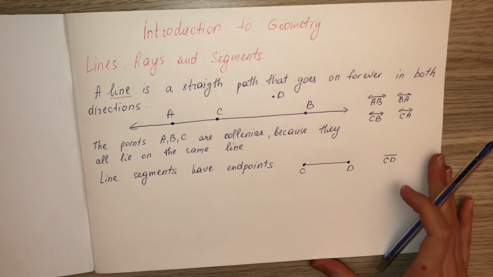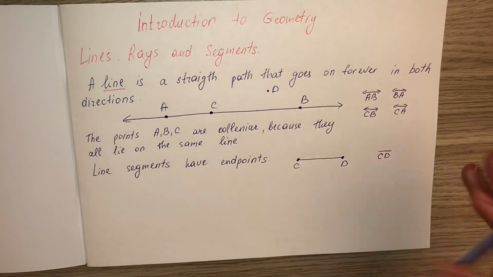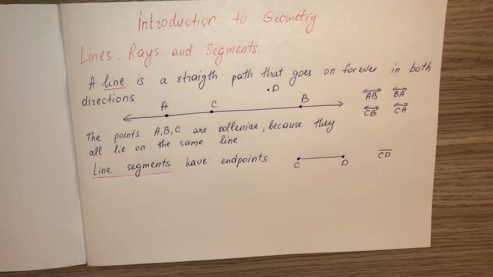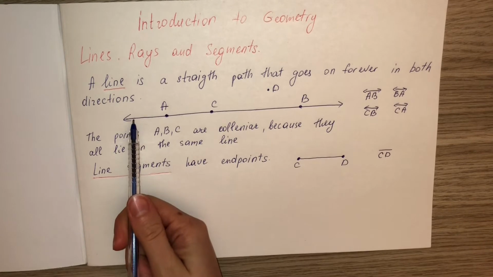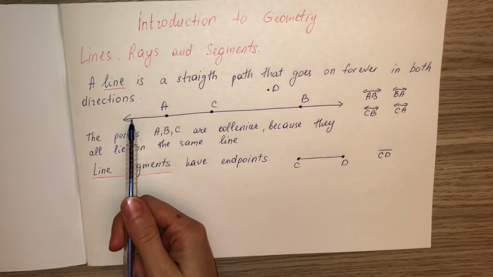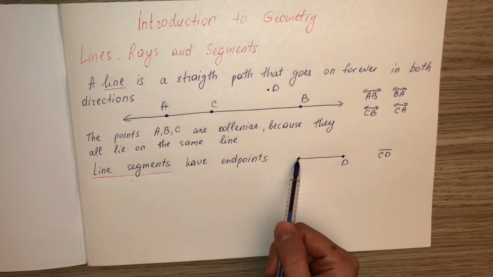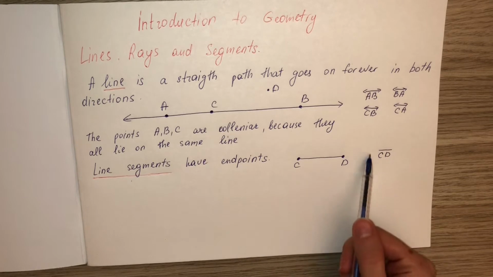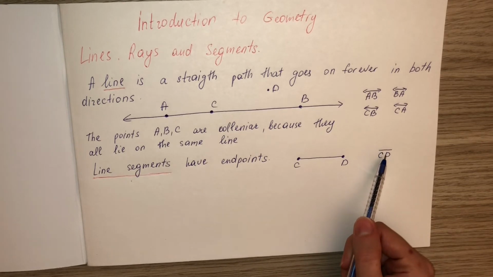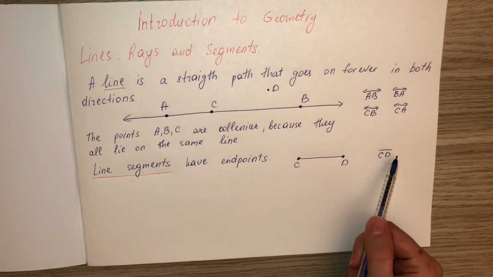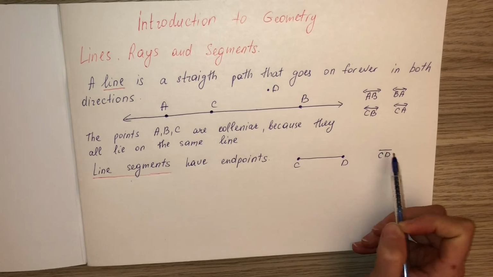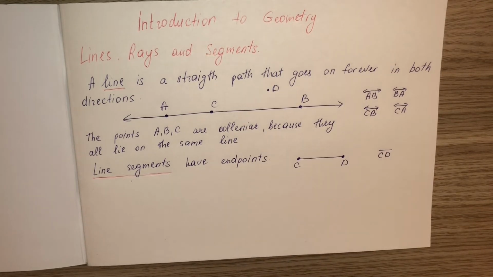Okay, so let's continue. Line segment. What is a line segment? Line segments have endpoints. As you see, lines go on forever in both sides, but line segments have endpoints, and the name of this line segment has no arrowheads. You can see this has no arrowheads on either side.